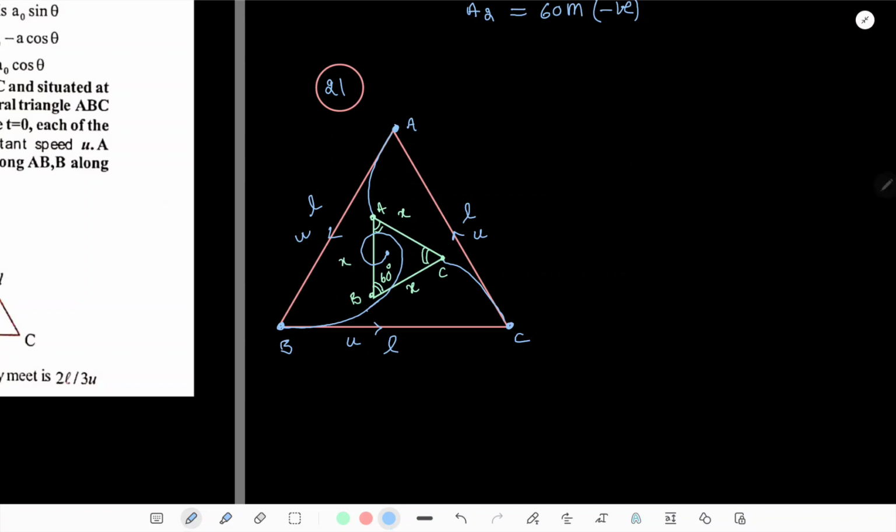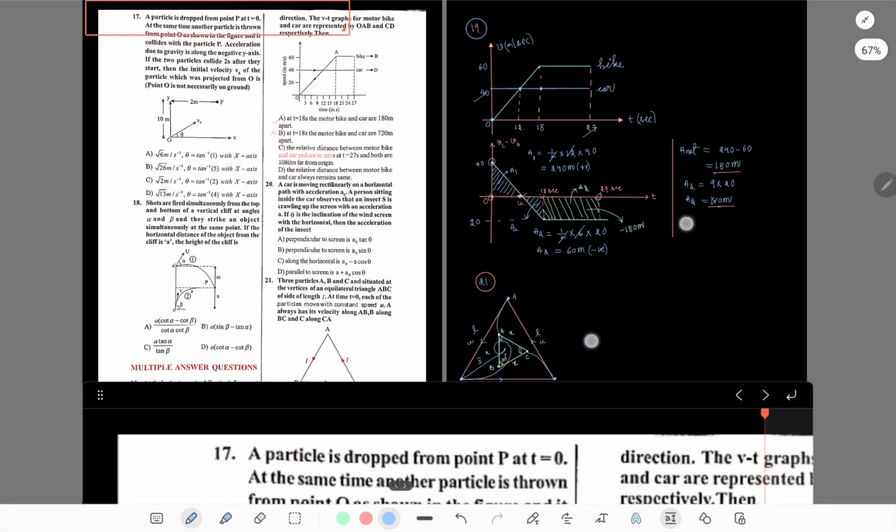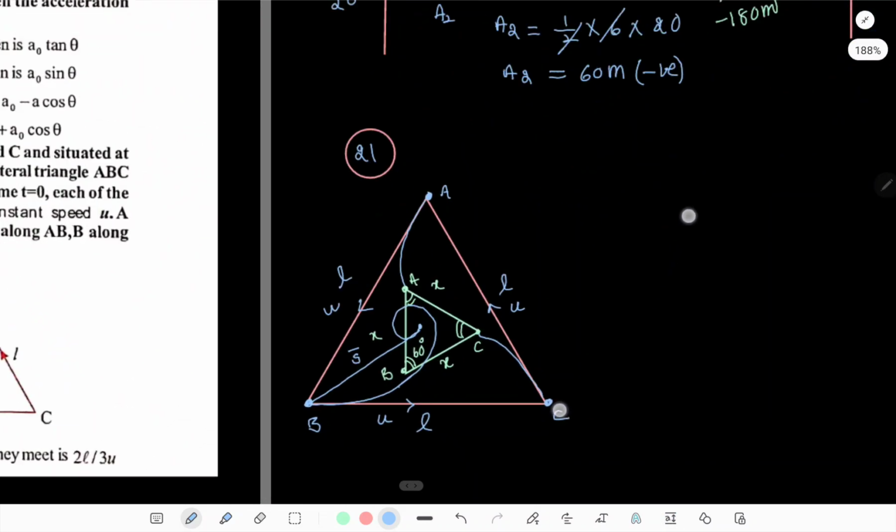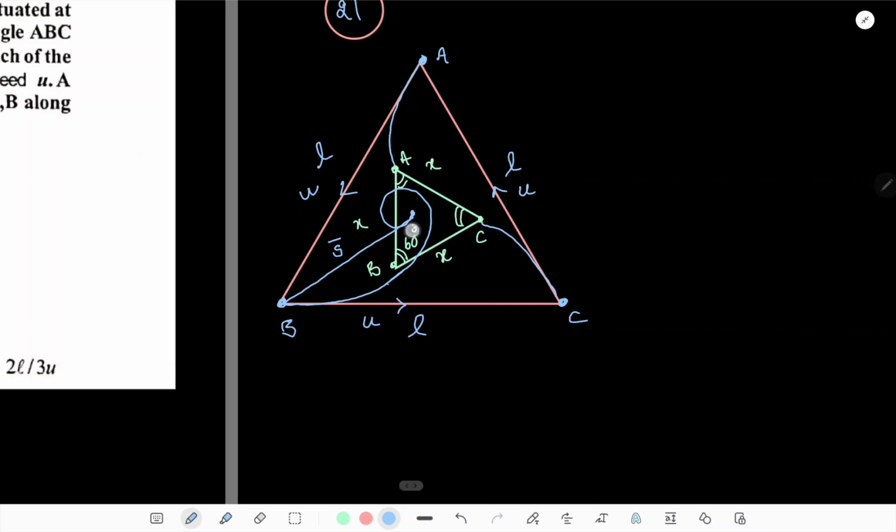Therefore, this B is moving a total distance of what? Let me draw here. If it is going to meet here, it is traveling this much of distance, so that is going to be the displacement of B. Let this displacement be S bar. If I draw a perpendicular to this line BC, this is going to be L by 2, and this angle is how much? That angle is 30 degrees.